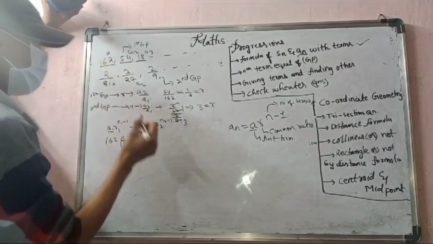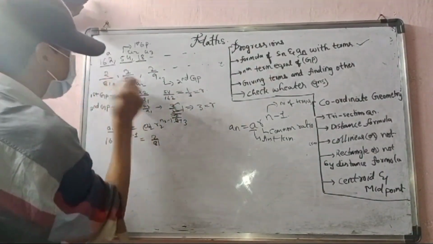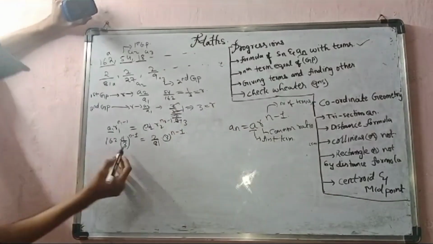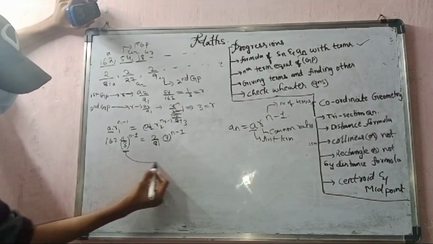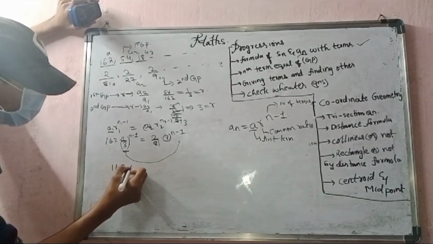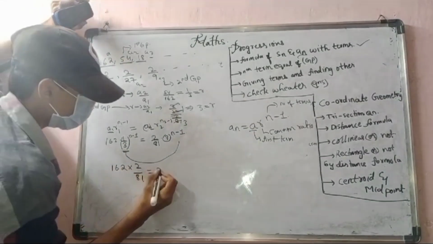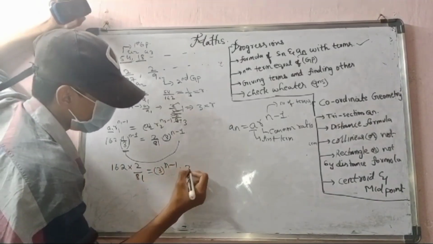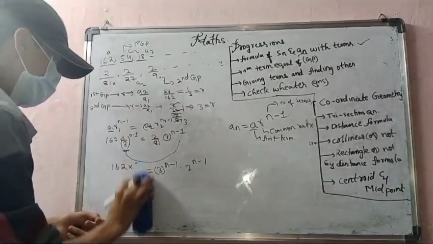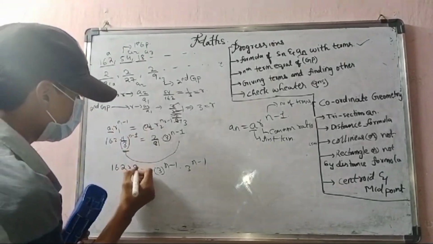Since their nth terms are equal, write this. Here a is 2 by 81, into 3 power n minus 1. Clear? The 3 power n minus 1 that is in the divide will go to the other side, and it will be multiplied. So 162 into 2 by 81 equals 3 power n minus 1 into 3 power n minus 1. Now the term that comes across will be the reciprocal, so it is 81 by 2.